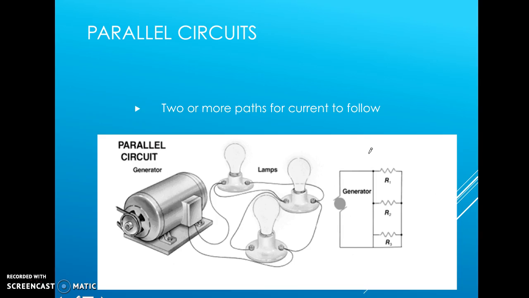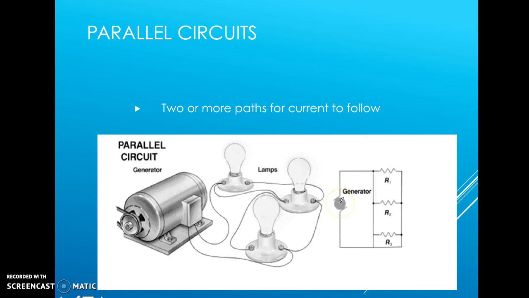The other type of circuit that we will look at is a parallel circuit. This is any general circuit where there are 2 or more paths for the current to follow. So we might see an example of a circuit that looks like this in the picture on the left, where we have a generator and then we have 3 lamps in the circuit.